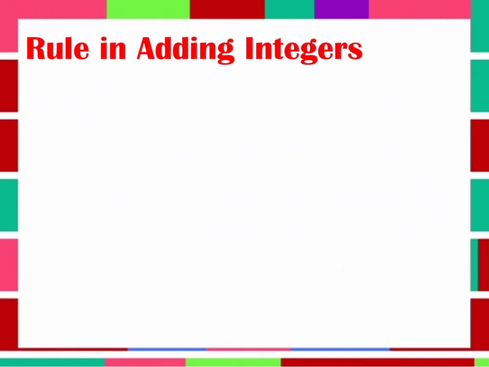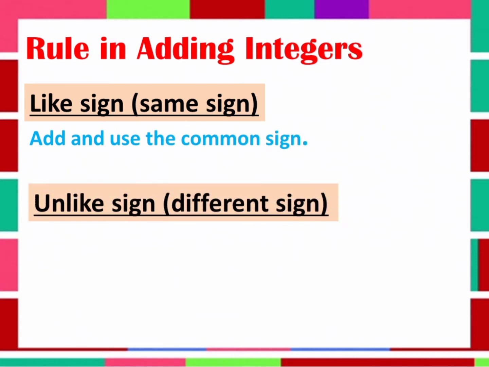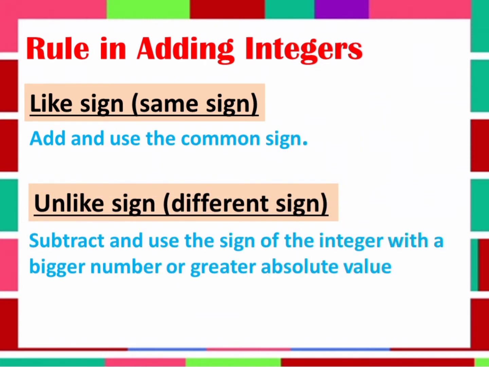So if we have like sign or same sign, you are going to add the integers and use the common sign. If we have unlike sign or different sign, subtract the integers and use the sign of the integer with a bigger number or greater absolute value. Remember those rules because it has something to do with our lesson about subtraction of integers.